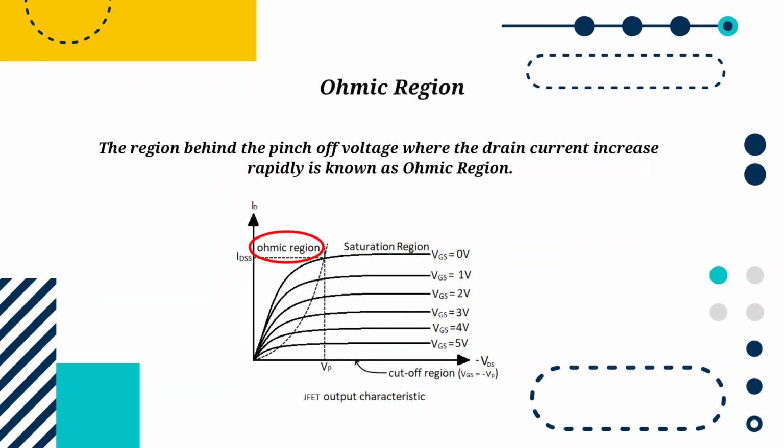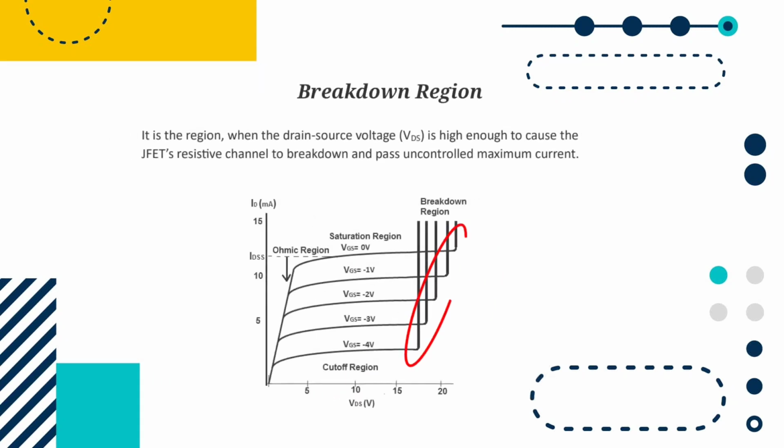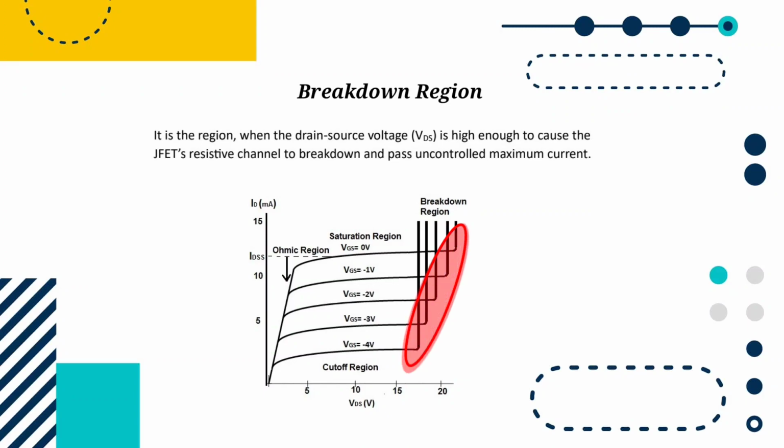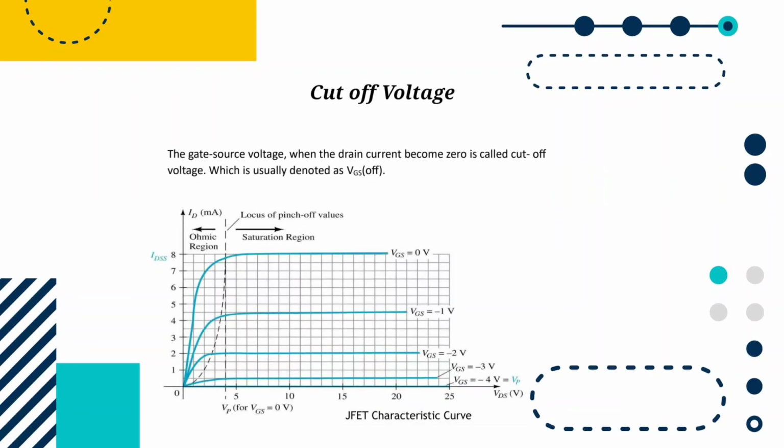Ohmic region: the region below the pinch off voltage where the drain current increases rapidly is known as the ohmic region. From the graph, the circled region is the ohmic region. Breakdown region: it is the region where the drain source voltage VDS is high enough to cause the JFET resistive channel to break down and pass uncontrolled maximum current. From the graph, the shaded region is the breakdown region. Cutoff voltage: the gate source voltage at which the drain current becomes zero is called the cutoff voltage, usually denoted as VGS off. From the graph, we can see it clearly.